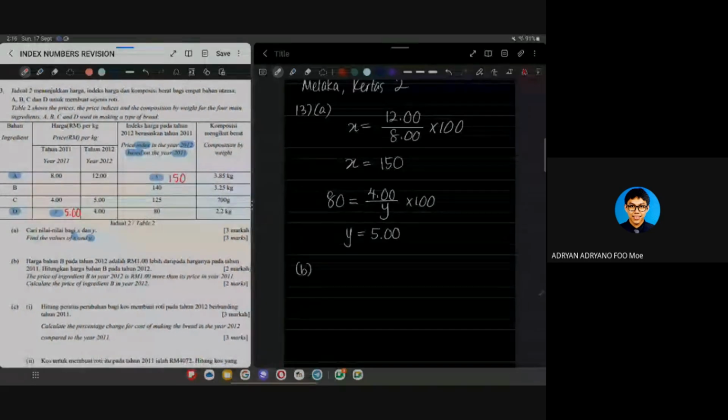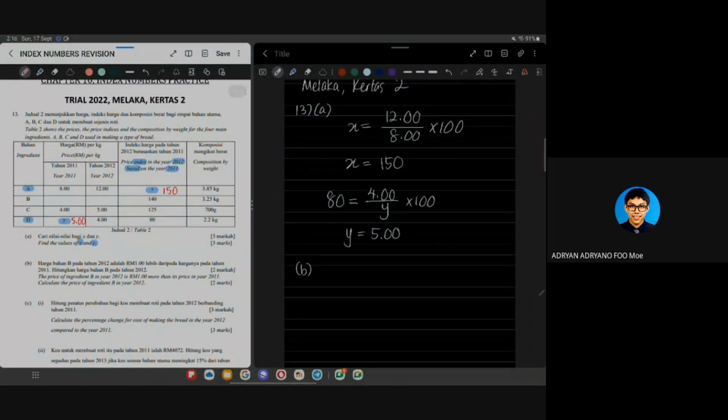Okay, like question B. The price of ingredient B in 2012 is 1 ringgit more than its price in 2011. Calculate the price of ingredient B in year 2012. This one hasn't touched your composite yet. It only needs B. So just now, using your ruler method, we see the B row only. What did they give us? They gave us the index. However, for 2011 and 2012, they didn't give anything. But what do we know? We know that the price in 2012 is 1 ringgit more than 2011.